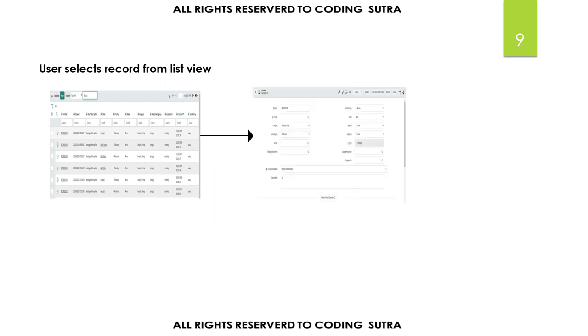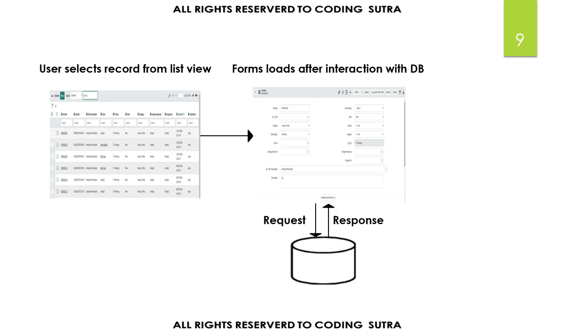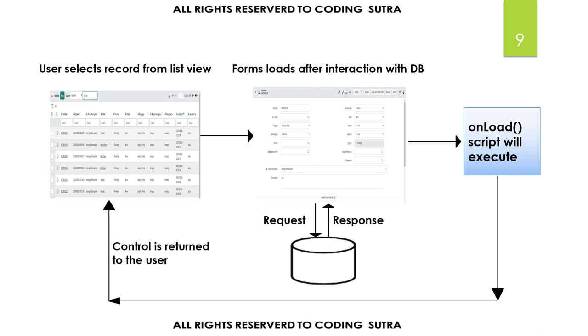As and when the user selects any record from the list view, the form view of that particular record is opened after interaction with the database. So the form loads after the database request and response. During this, the onload script is executed. The script which you write in the onload portion will be executed, and after the script execution, control is returned to the user. So this was the complete life cycle of the onload client script.